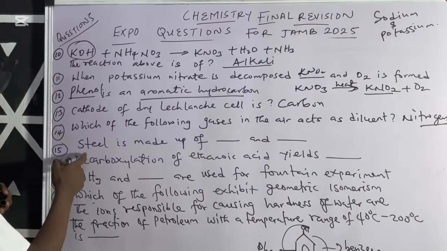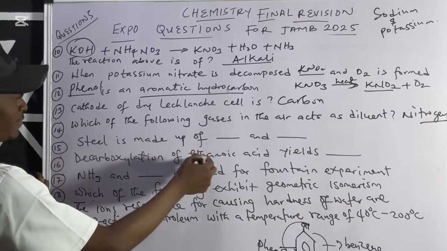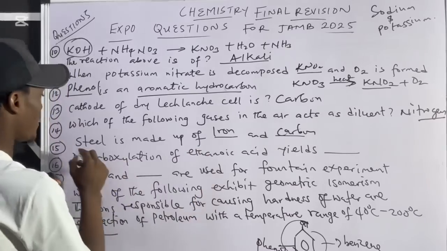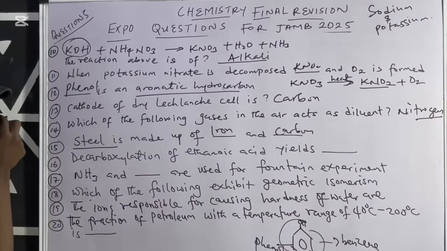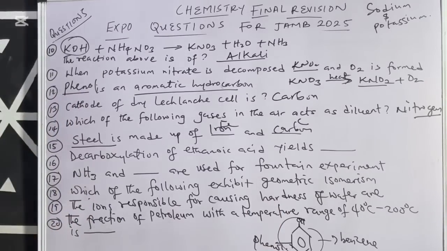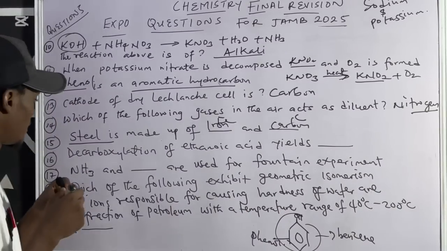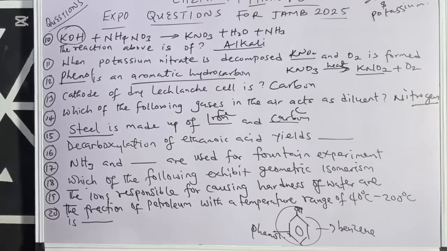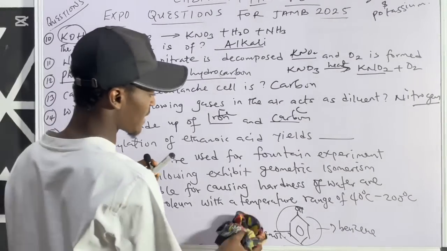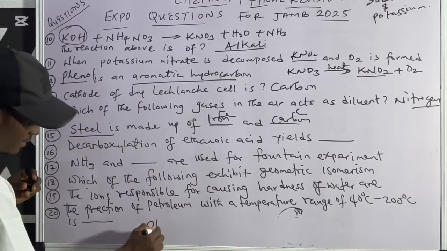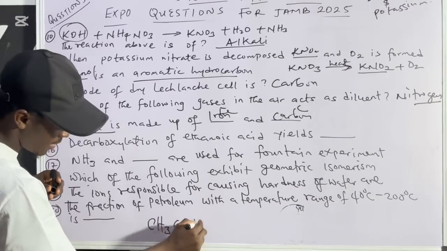Then now question 15. Steel is made up of iron and carbon. Steel is an example of an alloy. So it's made up of two elements. The two elements are what? Iron and carbon. So take note of that. Then next question. Decarboxylation of ethanoic acid yields dash. Now ethanoic acid is CH3COOH.